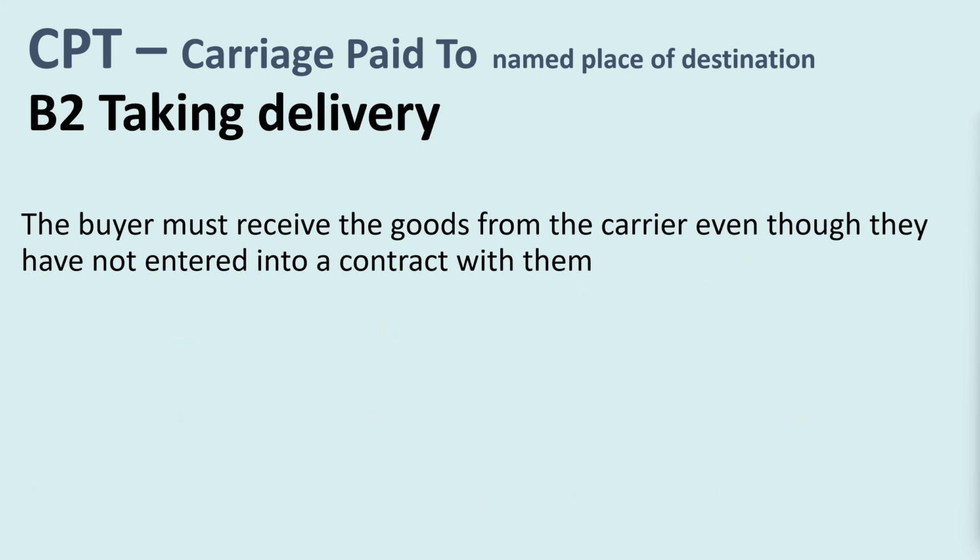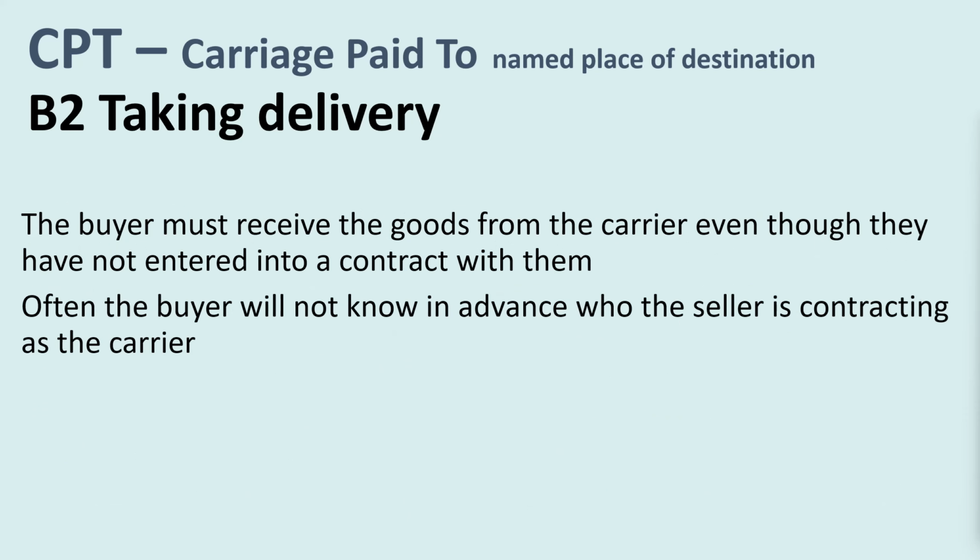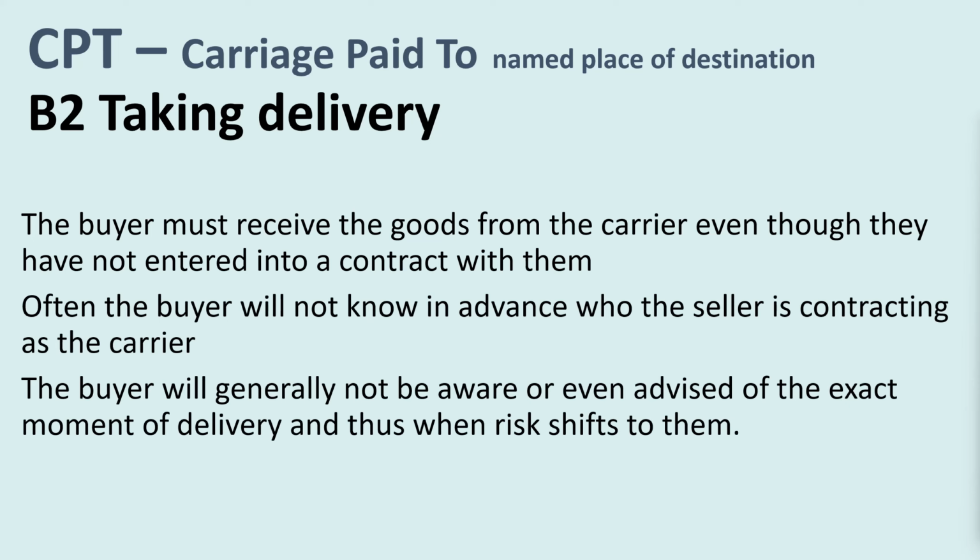The buyer must receive the goods from the carrier, even though they have not entered into a contract with that carrier. Often the buyer will not know in advance who the seller is contracting as the carrier. The buyer will generally not be aware or even advised of the exact moment of delivery, and thus when risk shifts to them.